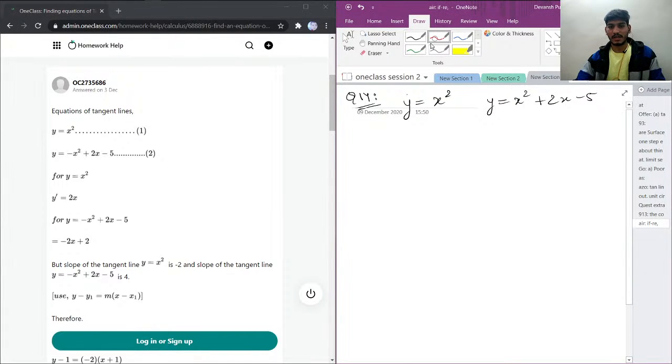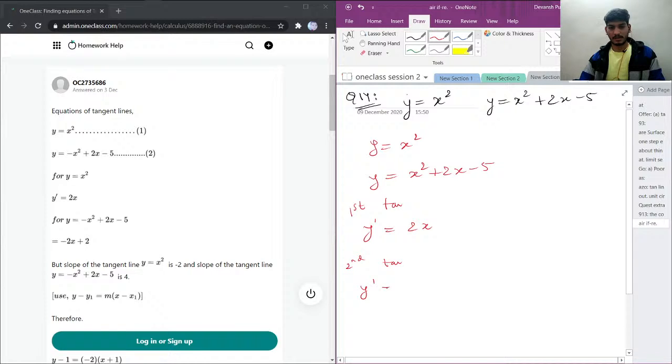For equation of tangent line, so for first parabola, the equation given here is this. Second parabola is x square plus 2x minus 5. Now for first parabola, the equation of tangent line will be the derivative of y, and this is going to be 2x. For second parabola, equation of tangent line is going to be 2x plus 2.